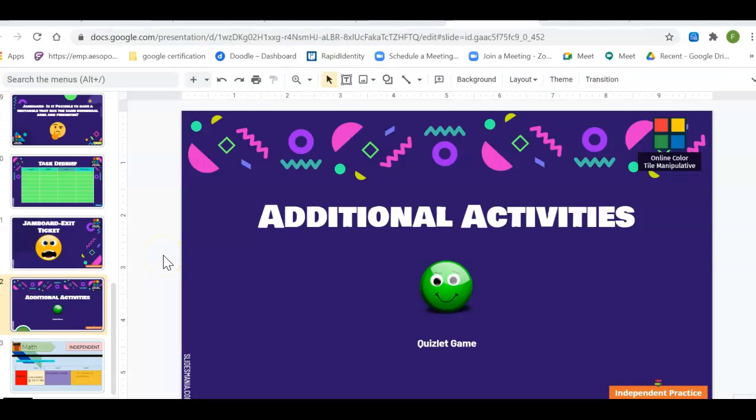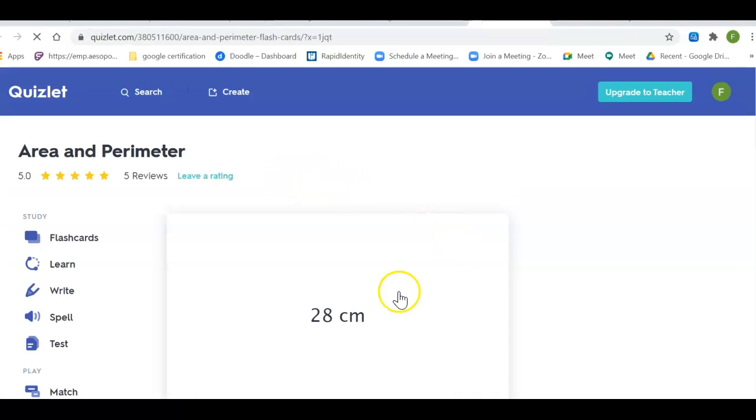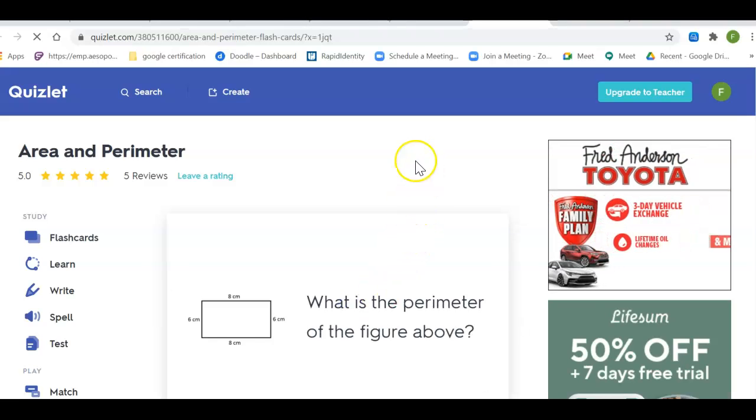So you completed the exit ticket on the Jamboard, and now on our next slide, there are some additional activities for you to get more practice on. This is a Quizlet game regarding area and perimeter, and we're going to click on here in just a second, and you're going to be asked basic questions about area and perimeter, and you're going to have to be able to answer them. Okay, so you click right there in the Quizlet game on the little icon there, and now you've got area and perimeter.